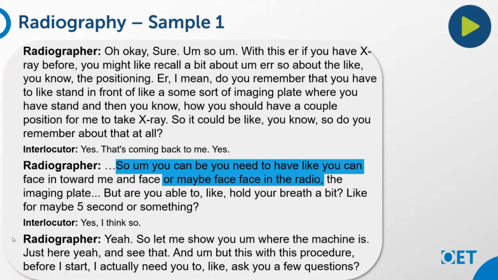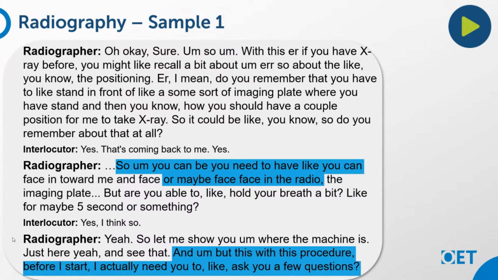Potentially, the radiographer is relying more on the card at this point and reading from it rather than using it as a prompt. And that's why she suddenly moves from talking about the machine to needing to ask more questions.